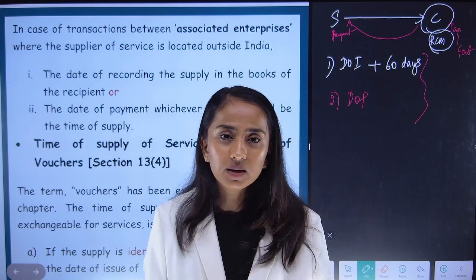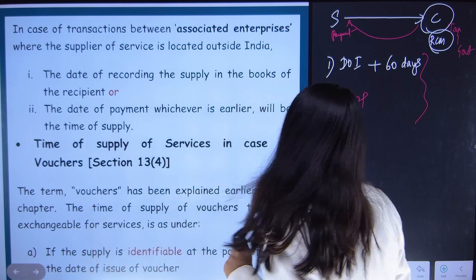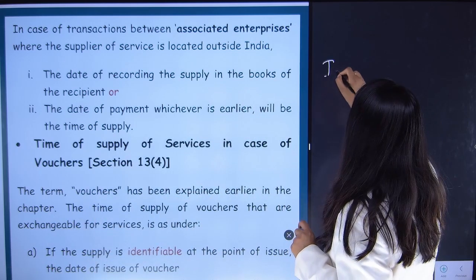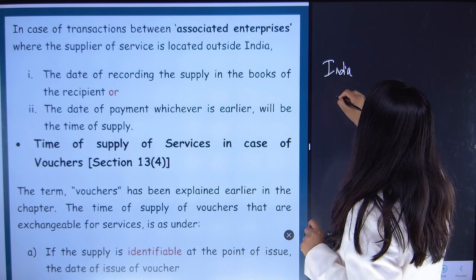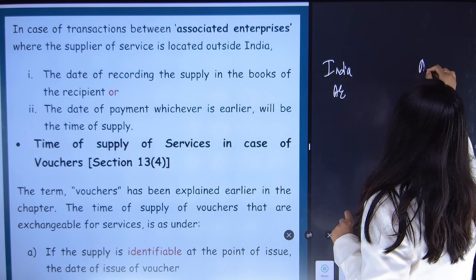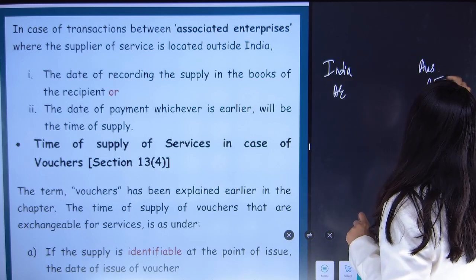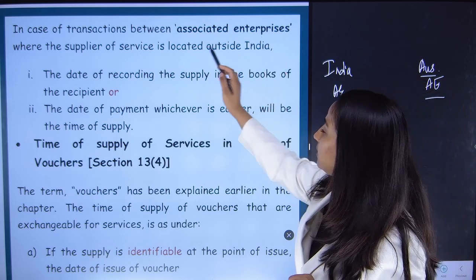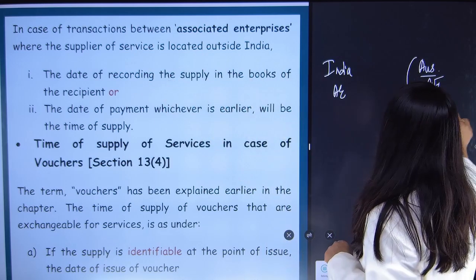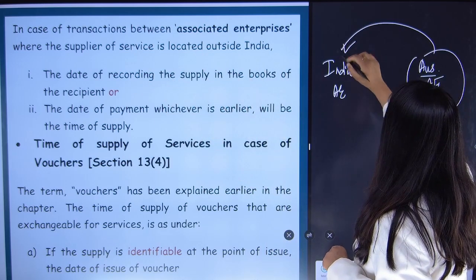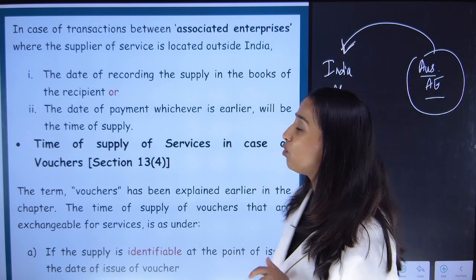and let's say one company is in India, the other company is in Australia. So this is the India AE, and this is the Australia AE. Now the supplier is located outside India and is giving services to the India AE. Then what is the time of supply?